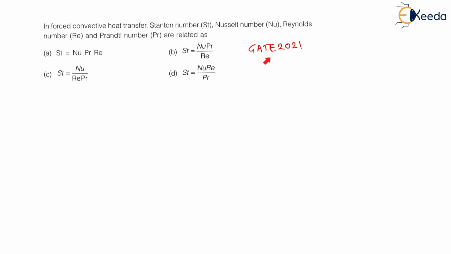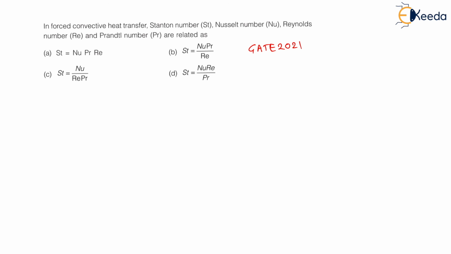This is the latest year question, that is it was asked in GATE 2021. Now let us understand the question. Very simple question. In a forced convection heat transfer, Stanton number St, Nusselt number Nu, Reynolds number Re, and Prandtl number Pr are related as.